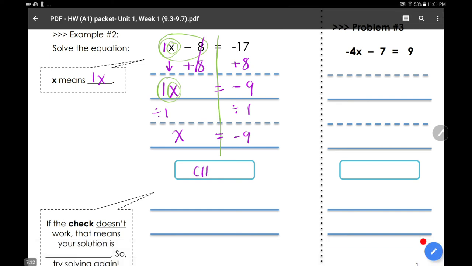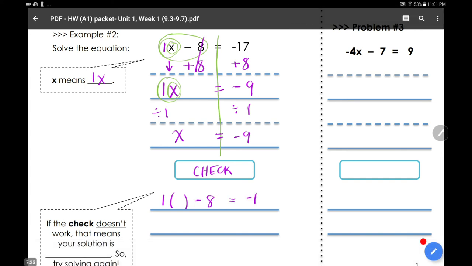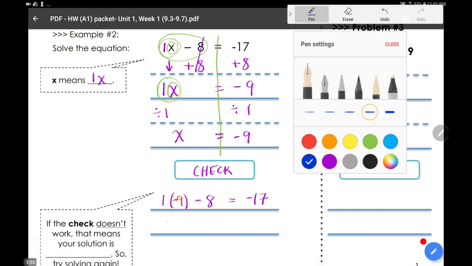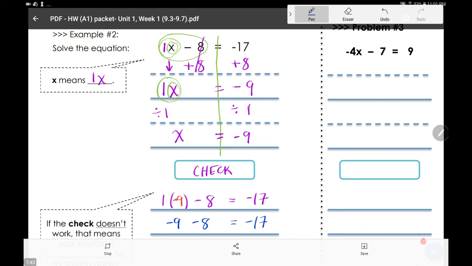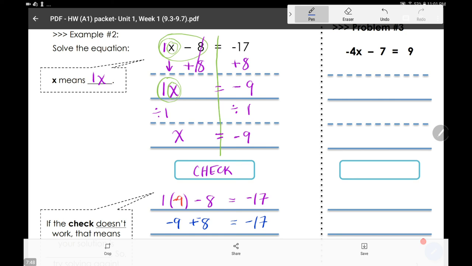Okay? Now the last step is to check. We have to make sure we check our solution. So we have 1x. Now I'm not going to copy the equation this time. Let's go ahead and substitute that with a set of parentheses. Minus 8 is equal to negative 17. I'm replacing that set of parentheses with my solution, negative 9. So now we have 1 times negative 9, which is negative 9, minus 8 is equal to negative 17. Negative 9 minus 8 is the same thing as saying negative 9 plus negative 8. That is indeed negative 17.